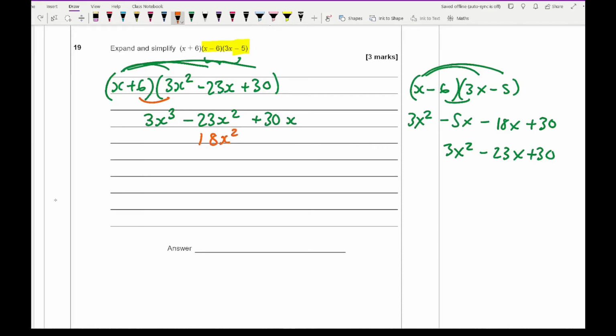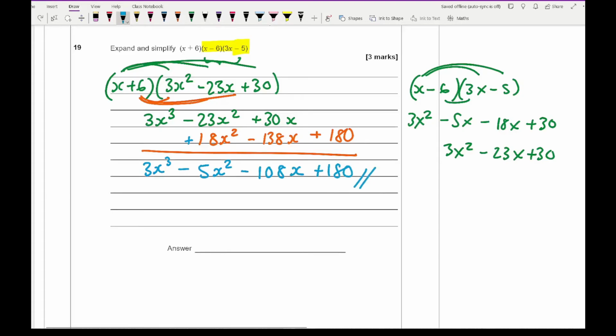So I kind of column all my x squares together to make it easy for me to collect the like terms. I've got 6 times 23, which is 138, so minus 138x, and then I've got 180. So then adding all these terms up, I get 3x cubed minus 5x squared minus 108x plus 180, and there is my final answer.